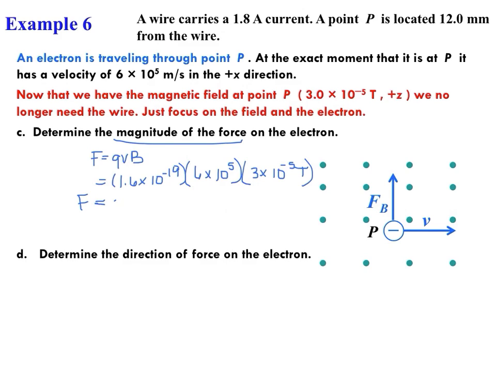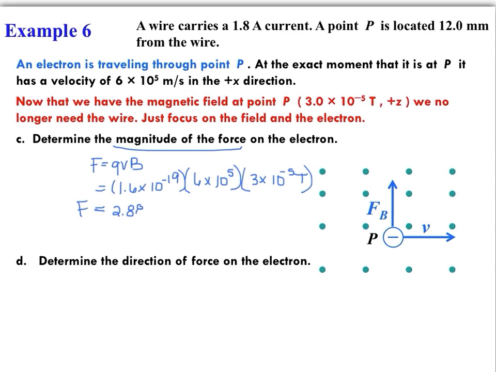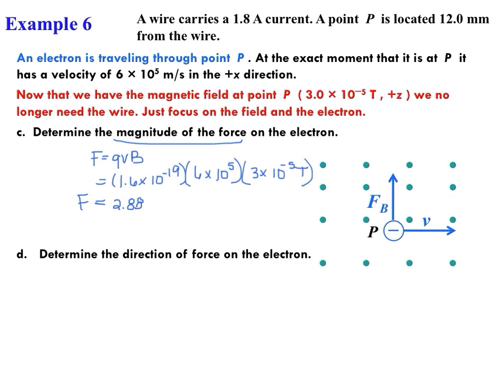Again, our force, you should get a number very close to 2.88 times 10 to the negative 18 power. And then we're asked to determine the direction of the force on that electron. Again, we said if our magnetic field comes out, our velocity goes to the right, then our force must be upward in the positive y direction.